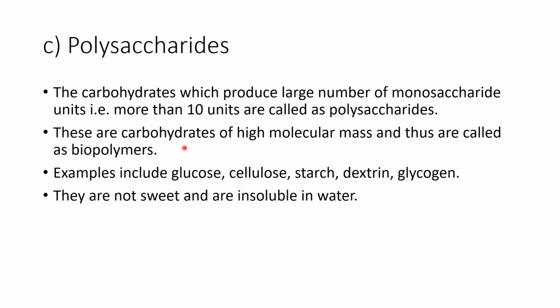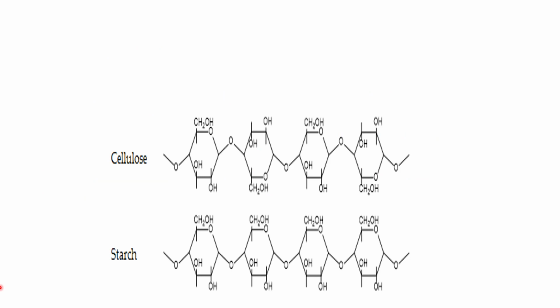Since they are made up of a large number of monosaccharide molecules, their molecular mass is also high, and they are called biopolymers. Some examples are cellulose, starch, dextrin, and glycogen. Here we have these two examples, this is cellulose and that's starch. They're both made up of glucose molecules linked to each other and they form a long chain.